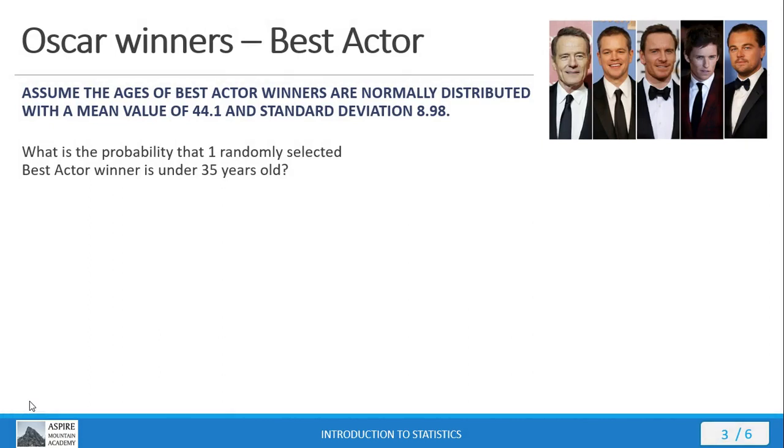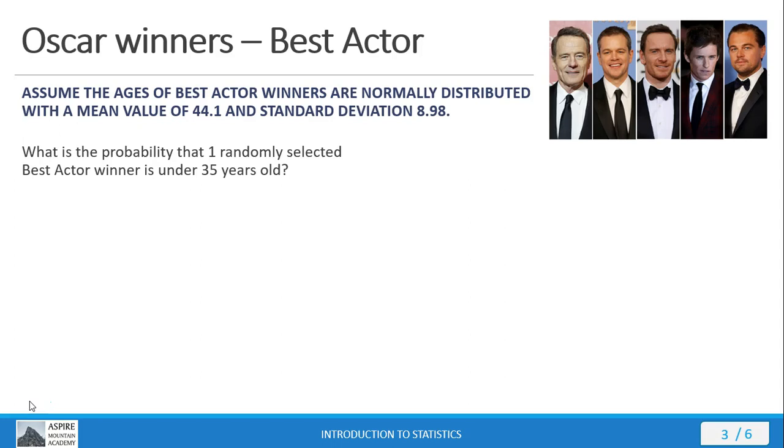Let's look at the same problem again, but this time involving Best Actor winners. Feel free to stop the video, get into StatCrunch, load up the Best Actor data set, and see if you can answer this question using StatCrunch. What is the probability that one randomly selected Best Actor winner is under 35 years old? Then when you solve the problem, come back and we'll see how well you did.